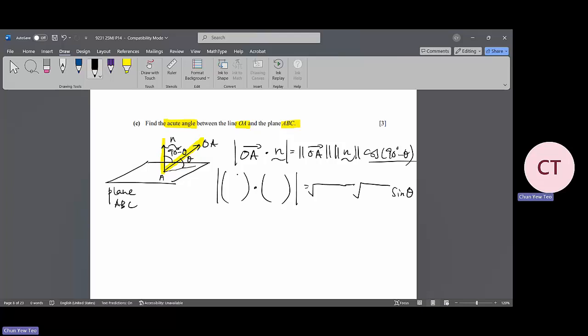So the OA just now is 0, 2, 3. So I have 0 plus 4 plus 9 over here. The normal vector, just now the normal vector is 2, 8, negative 1. So it will be 4 plus 64 plus 1. Then you will get sine theta is equal to the modulus of 0 plus 16 minus 3 divided by the square root of 13 and square root of 69.